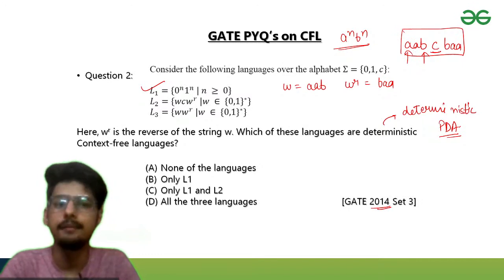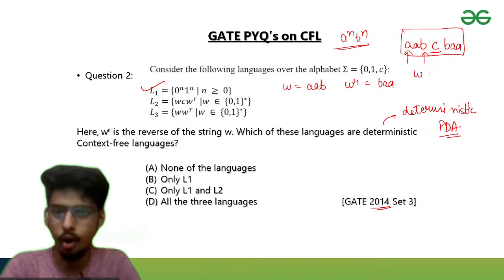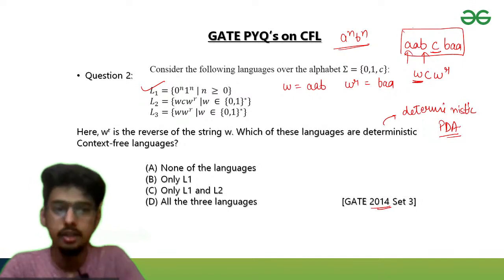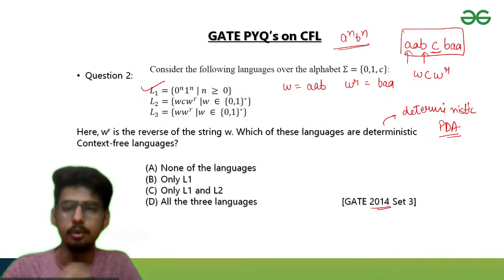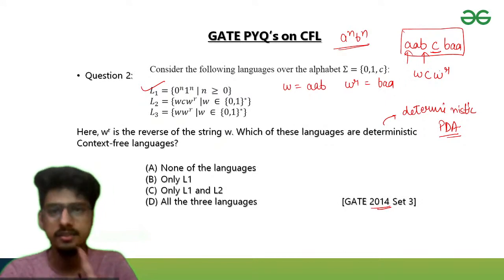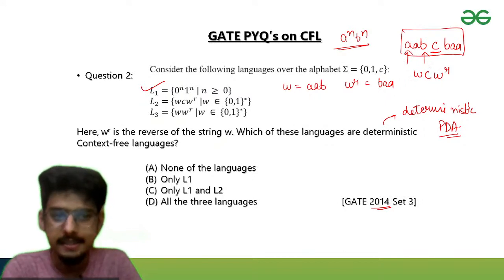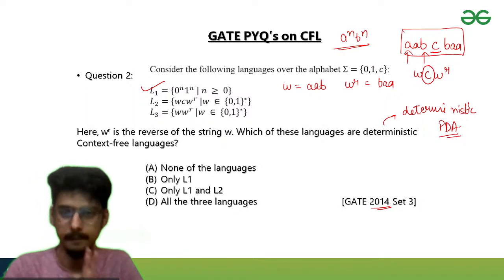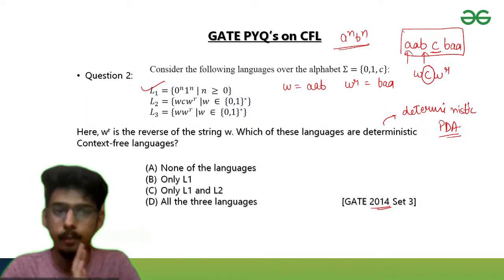Because till the time you have not seen a C, what is the form of the string? It is WCWR, right? So till the time you have not seen a C, you are just seeing W. So when you are seeing a W, you just have to push everything. And as soon as you see a C, this C is telling me that I am at the middle of the string, and now from here on, I am going to accept the reverse of the string.